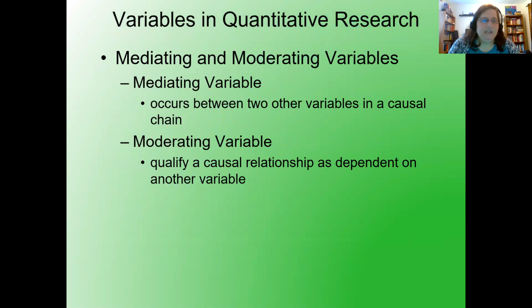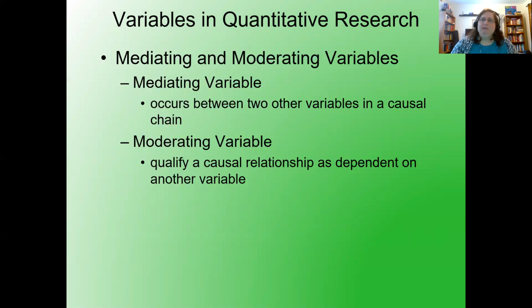Let's talk about mediating and moderating variables now. A mediating variable occurs between two other variables in a causal chain. It might also be called an intervening variable. Again, that's an intervening variable. Okay. So let's say I'm interested as to whether anxiety affects memory. Does anxiety affect memory?